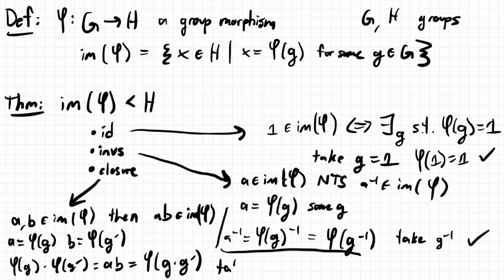So we can take g times g prime, and by taking g times g prime, that will satisfy us for the closure axiom.